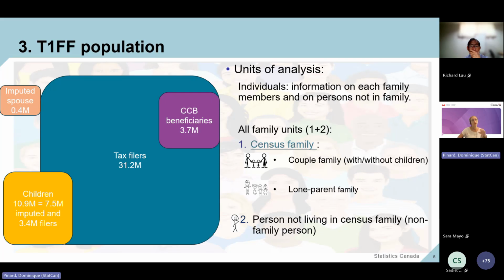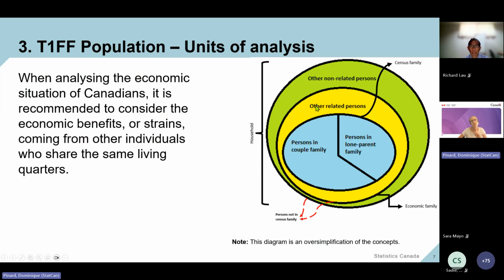So I mentioned that there are two types of unit of analysis, one of them being the census family units. When we release at the family level, usually we will include census families, which are couple families and lone parent families, and persons not in census family. It is important to make the distinction between a census family and other various units of analysis that are available at Statistics Canada. Using different units of analysis could lead to misleading analytical conclusions.